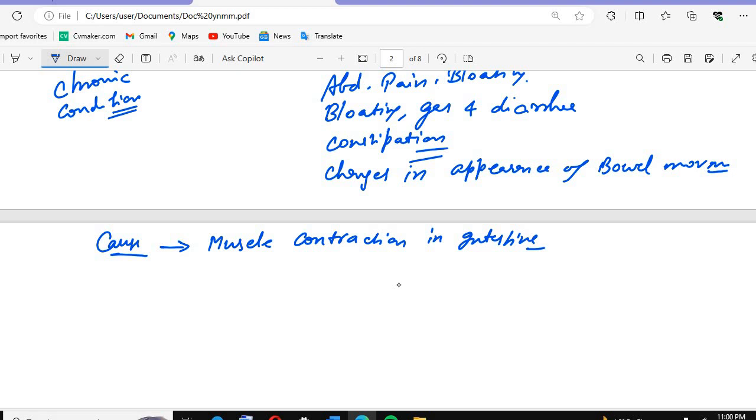If we have weak contractions, that can cause slow food passage, and that will lead to hard and dry stools, which can lead to constipation. That's why we wrote here that it can cause diarrhea, or it can cause constipation as well. Okay, it is also associated with the nervous system.